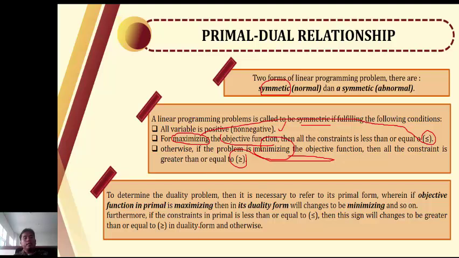To determine the dual problem, it is necessary to refer to its primal form. If the objective function in the primal is maximization, then its dual model should be minimization. Furthermore, if the constraint in the primal is less than or equal to, of course, in the dual it should be greater than or equal to.